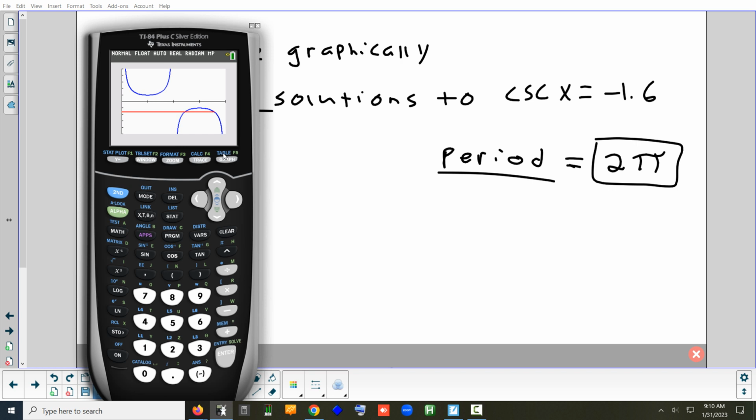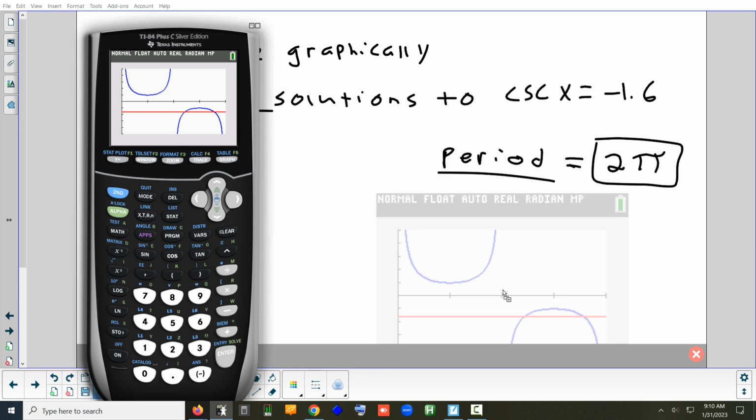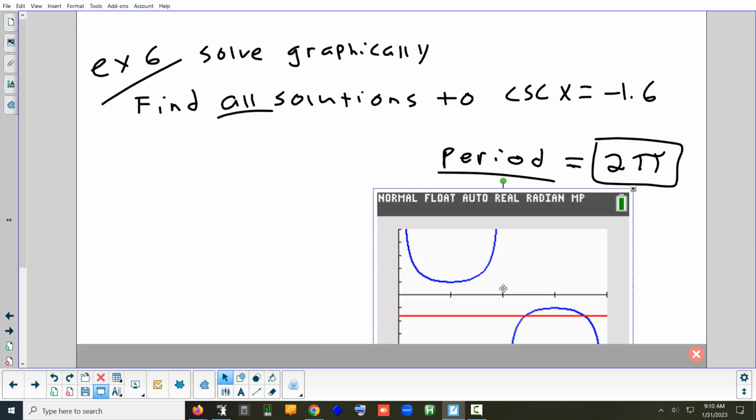Okay, how many answers does it look like we get? 2 answers per cycle. I don't know what they are yet, but I do know what each one of them is going to have on the end of it. What are we going to put on the end of each answer? Plus 2 pi n.